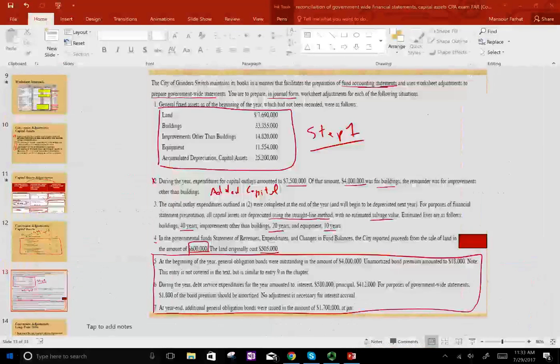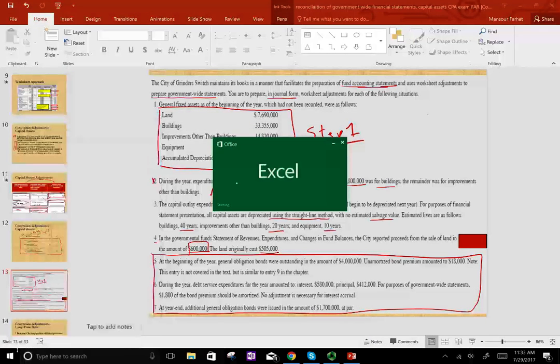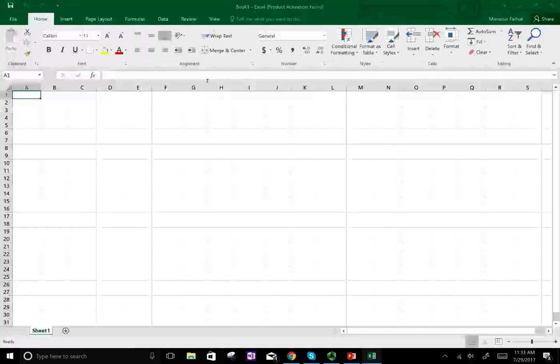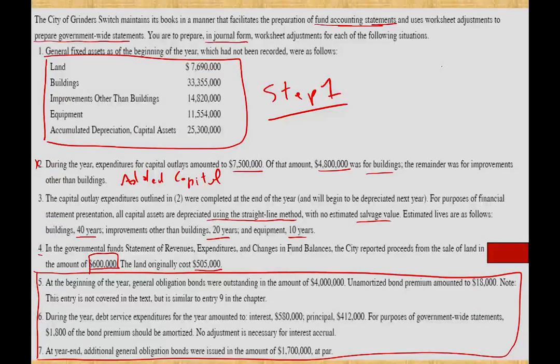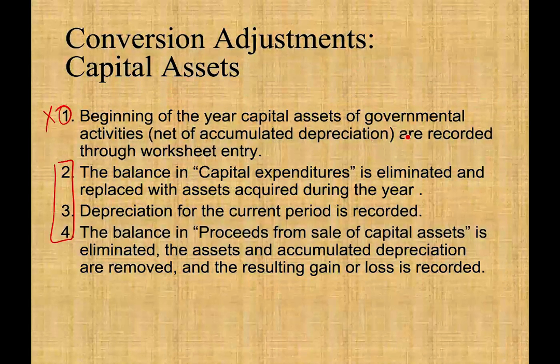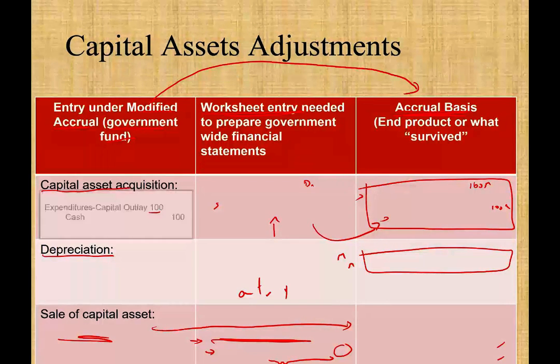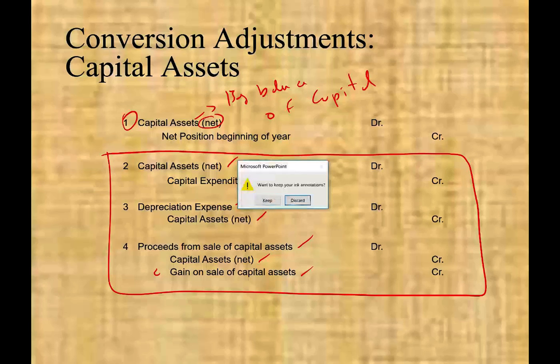I'm going to use an Excel sheet to do this, so you will see what's going on. So let's look at step 1. Step 1 says, beginning of the year capital assets of governmental activities are recorded through a worksheet entry. So that's the first thing we need to do. The shortcut is, debit capital assets net, which is assets minus accumulated depreciation, and credit net position at the beginning of the year. So let's go ahead and prepare this entry.